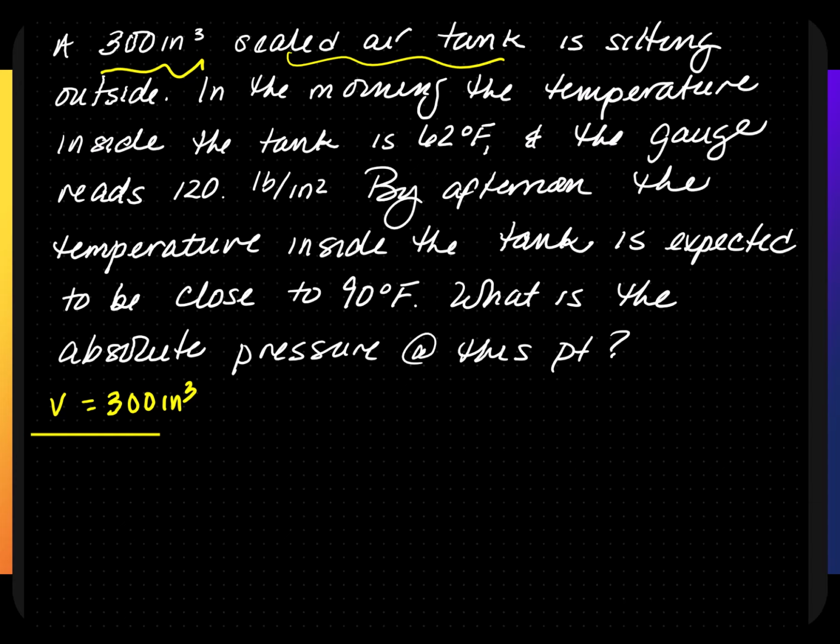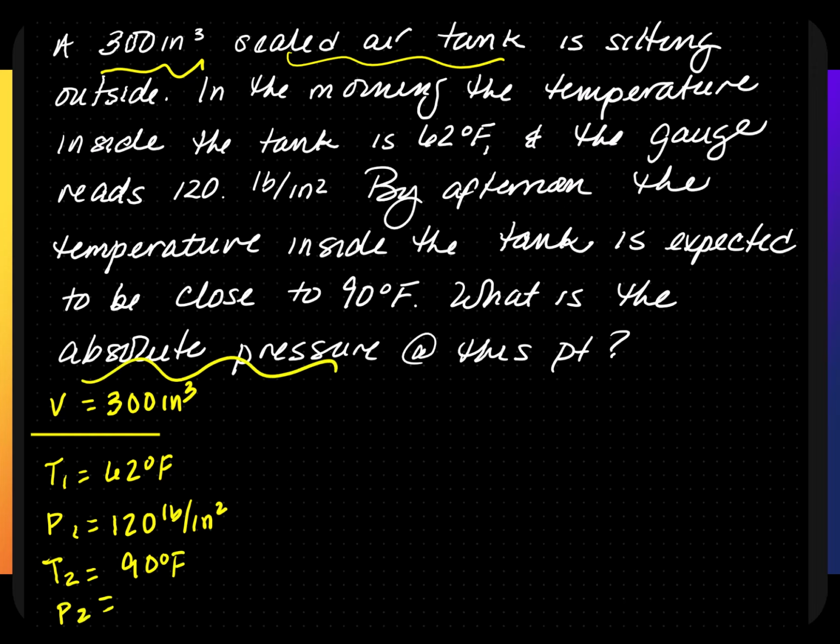It's a metal tank. So in the morning, the temperature inside the tank, T1, is going to be 62 degrees Fahrenheit. The gauge pressure is equal to 120 pounds per inch squared. By the afternoon, the temperature inside the tank is close to 90, so my T2 is equal to 90 degrees Fahrenheit. And we're looking for P2, which is an absolute pressure. The gauge pressure was given.